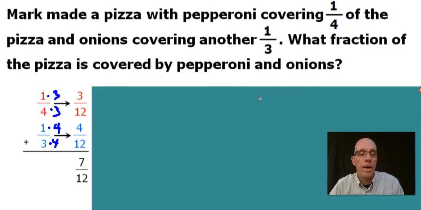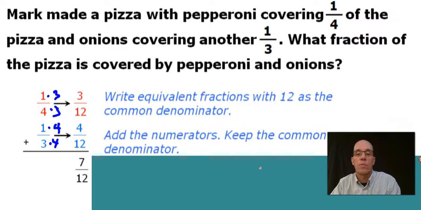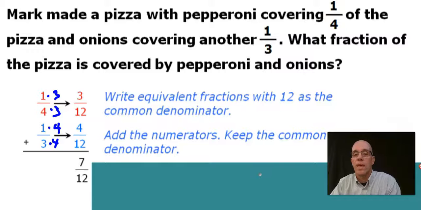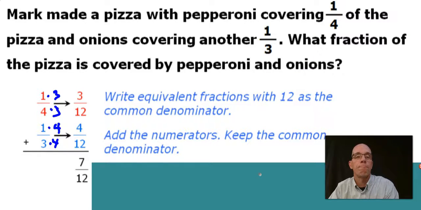Now I can add them. I cannot add them when they're in this form. 3/12 is the same as 1/4, and 4/12 is the same as 1/3. But now I have common denominators. And once I have common denominators, all I need to do is add those numerators together. So there it is again, written for you.